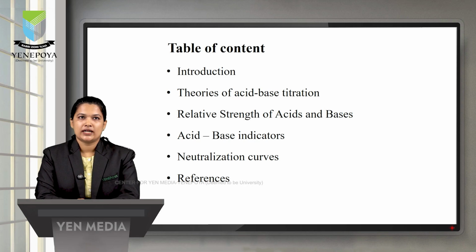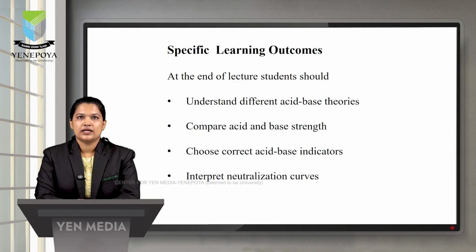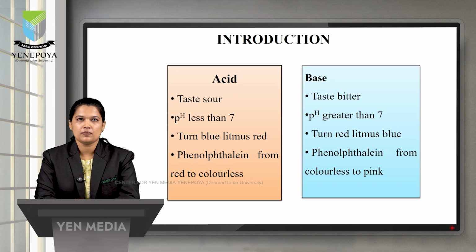These are the table of contents: introduction, theories of acid-base titration, relative strength of acids and bases, acid-base indicators, neutralization curves, and references. These are the specific learning outcomes. At the end of the lecture, students should understand the different acid-base theories, compare acid and base strength, choose the correct acid-base indicators, and interpret the neutralization curve.